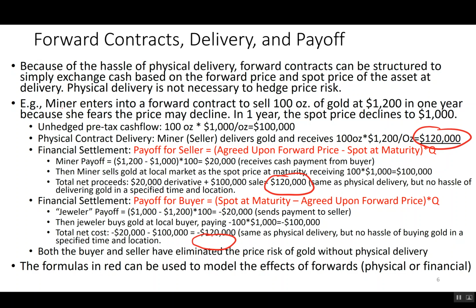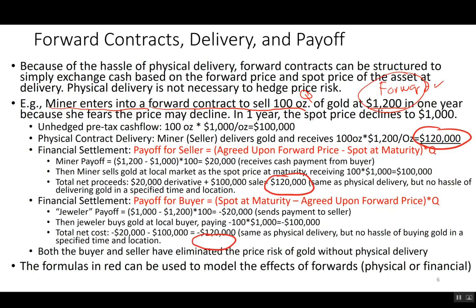So let's do a simple example. There's a miner that enters into a forward contract to sell 100 ounces of gold, that's my quantity, at a price of $1,200 in 1 year. We'll call that the forward price. They enter into a contract to sell their expected gold of 100 ounces at $1,200 an ounce. And the reason the miner does this is she fears the price will decline in 1 year, so she wants to lock into that $1,200. Now, let's just pretend today they sign the contract, and she is now locked into delivering 100 ounces at $1,200.